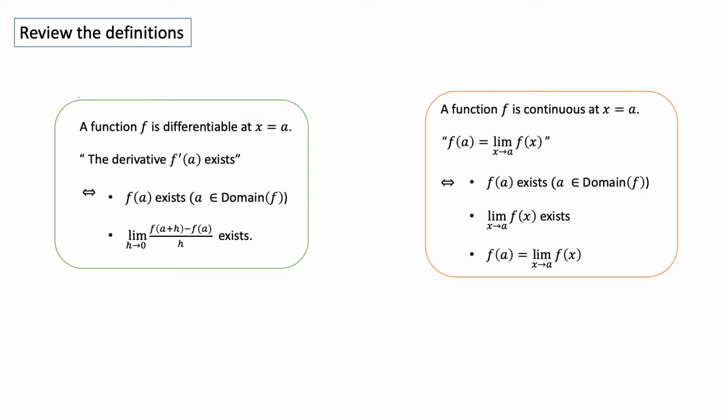Now the continuity. A function f is said to be continuous at x equal to a if f of a is equal to the limit of f of x as x approaches a. Again, let's list all the properties that are implied by this identity. First of all, it means f of a exists. That is to say, a is in the domain of f. And the limit of f of x as x approaches a also exists. Finally, these two values, f of a and the limit of f of x, are equal to each other.